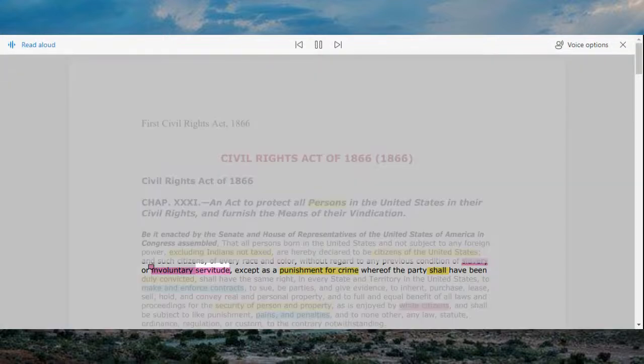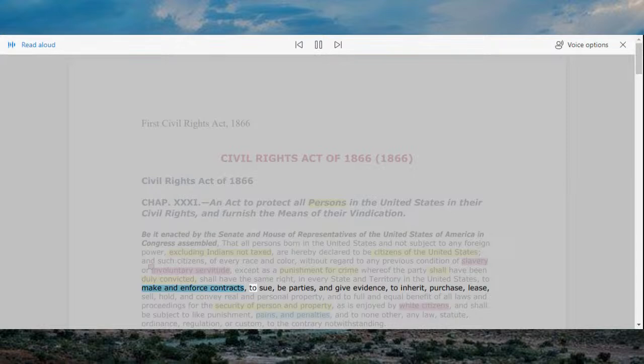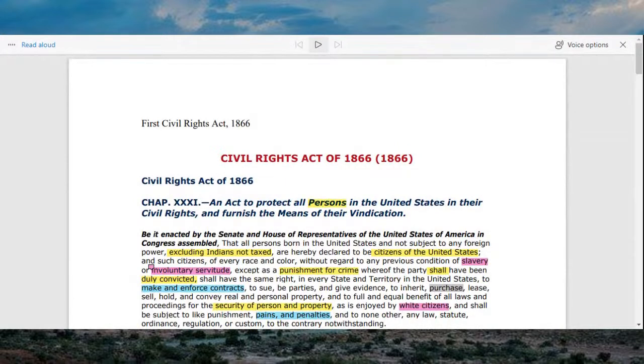Servitude, except as a punishment for crime whereof the party shall have been duly convicted, shall have the same right, in every state and territory in the United States, to make and enforce contracts, to sue, be parties, and give evidence, to inherit, purchase, lease, sell, hold, and convey real and personal property, and to full and equal benefit of all laws and proceedings for the security of persons and property, as is enjoyed by white citizens.